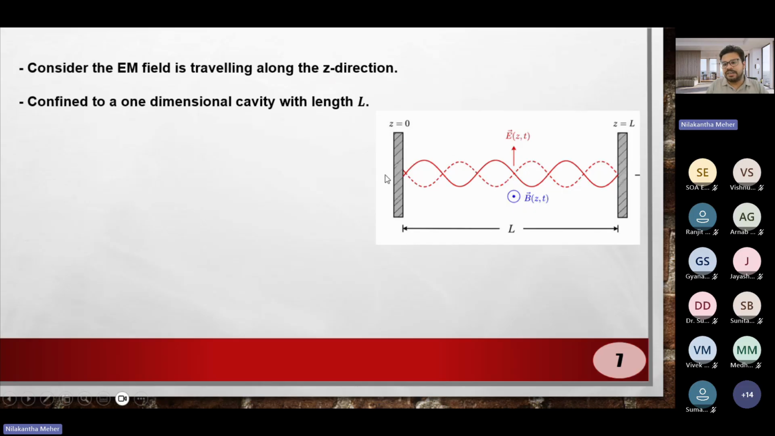This is the z direction. It is traveling along the z direction, and these two bars, suppose they are the mirrors, which are placed at z equal to 0 and z equal to L. It is confined to a one-dimensional cavity of length L.